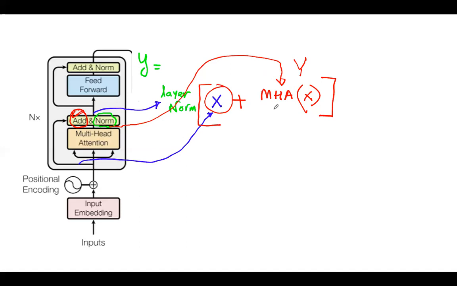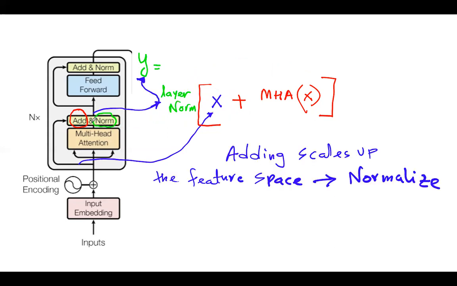Then because every time you add something to a variable, the scale goes up, and to keep the scale back to its original form, we have to normalize. So the consequence of this adding is the scaling goes up, and that's why you have to use some sort of normalization. And that's the norm part, as you can see over here. Okay, so adding, basically the summation operation, scales up the feature space, and that's why you need to normalize, right? So this is the result you get after adding and normalization.